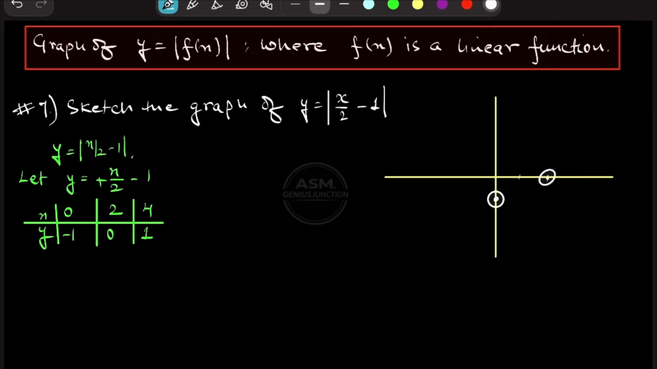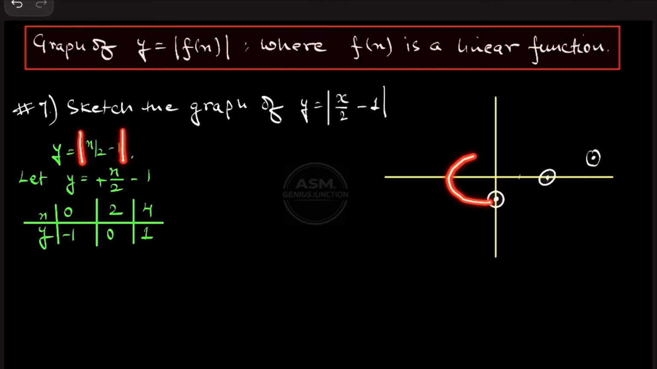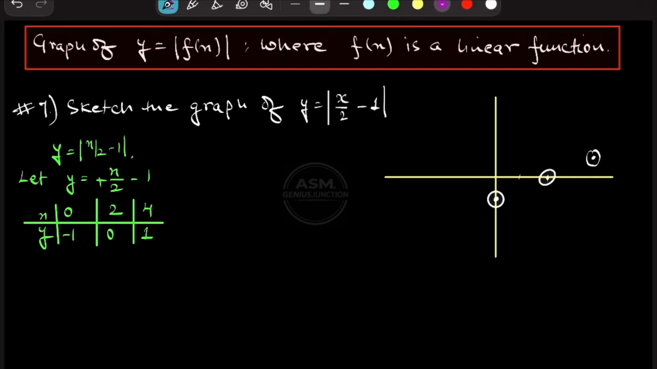Then there is 4 comma 1, so 4 comma 1 is going to be there. Okay, now we have assumed that y is equal to x by 2 minus 1, but originally the equation was in the modulus part. So this negative sign is going to become a positive number. So when you put x equals 0, you are getting y equals minus 1, which will actually become equal to plus 1. So I will plot this point above the y-axis over here.